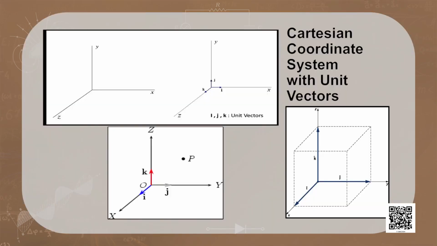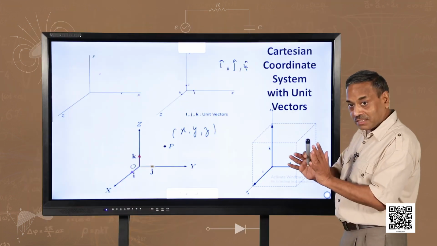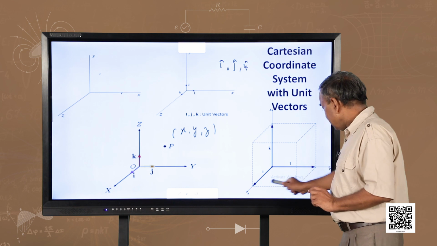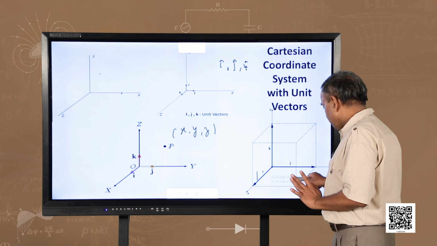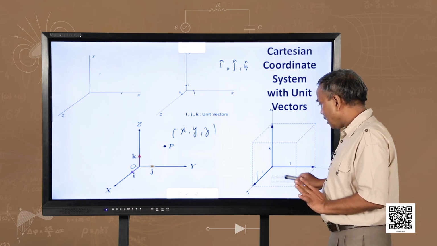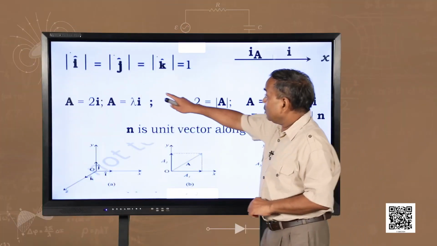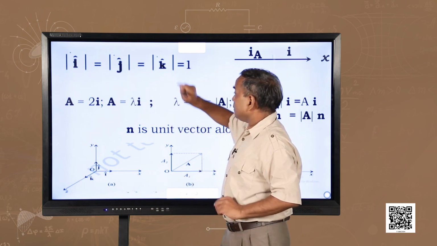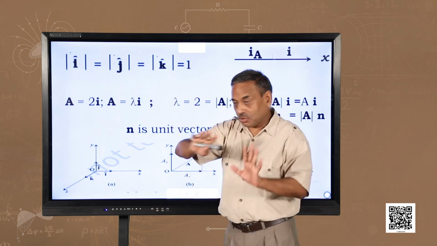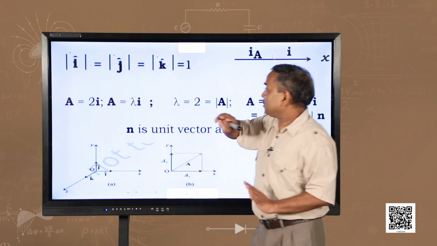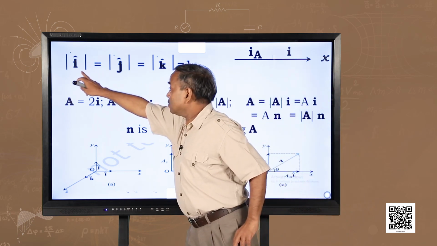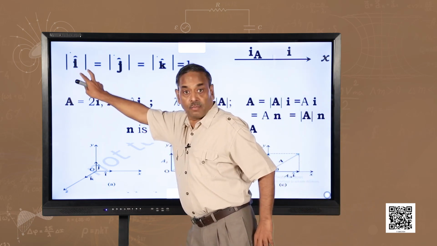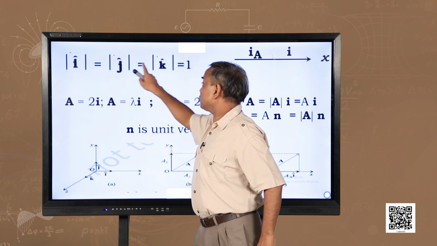Now, if you take a box of it, these unit vectors can be defined as i, j, k. If you join all those, you will get a cube of unit dimension. Now, look at this i, j, k. Do not worry whether you use a cap or not, it is the same thing. The two long bars tell you the modulus. Its modulus is 1, its modulus is 1, its modulus is 1.